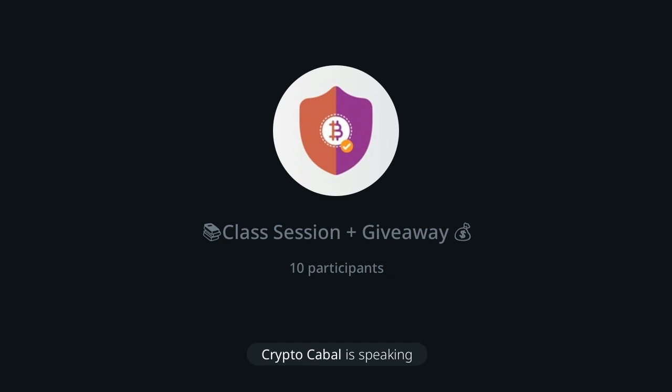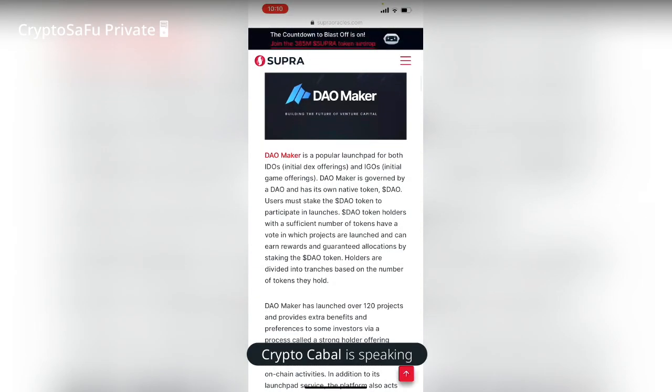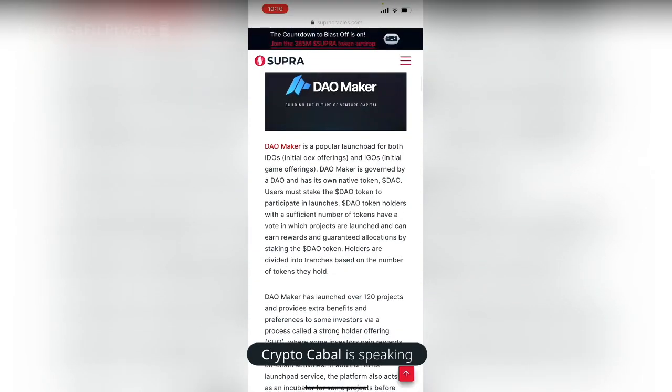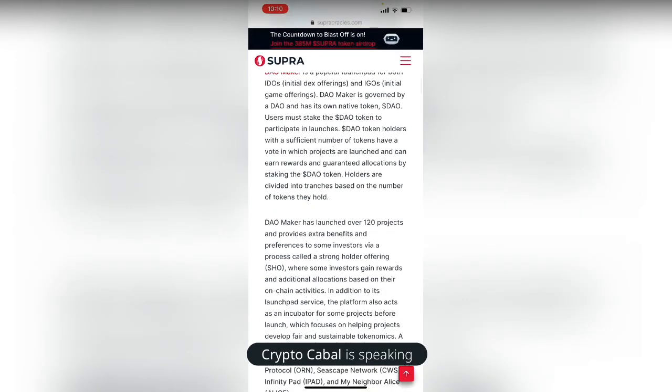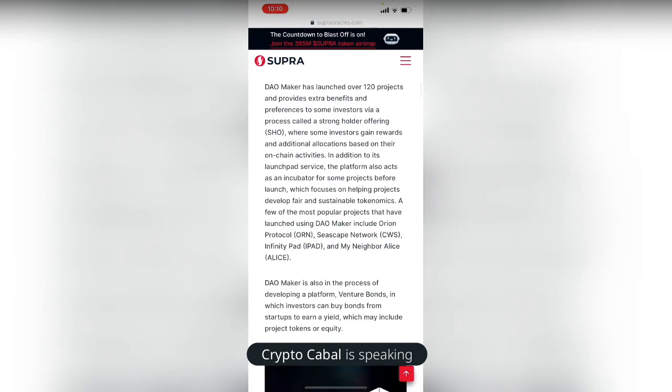For example, they might be buying on these launchpads at $0.5, and when it's launched, it might be trading at $1, $2. And that is how people make profits from this pre-sale. And that is why you see a lot of people investing more in pre-sales.